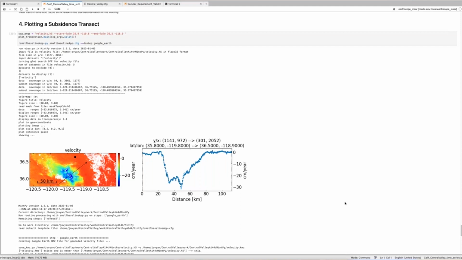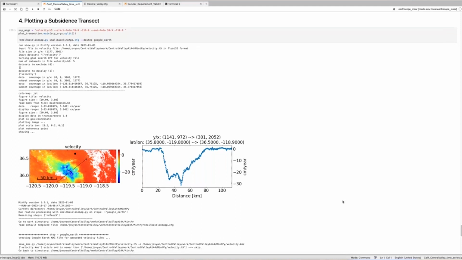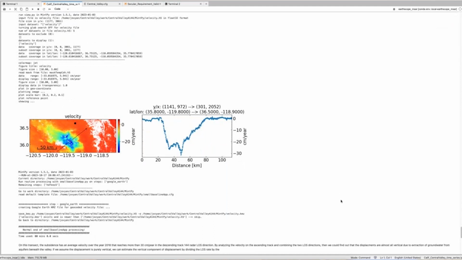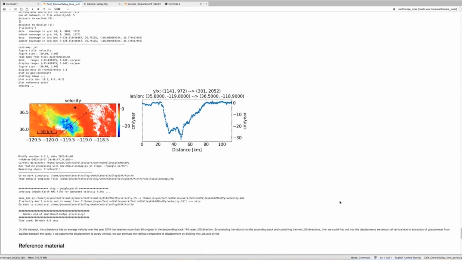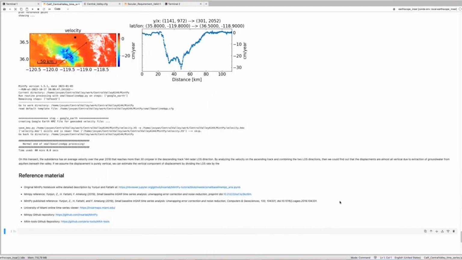So this is a very quick introduction to how we use SAR interferometry to measure groundwater extraction. There's some reference material here on how to use MintPy and ARIA tools, and I'd be glad to answer any questions. Thanks.